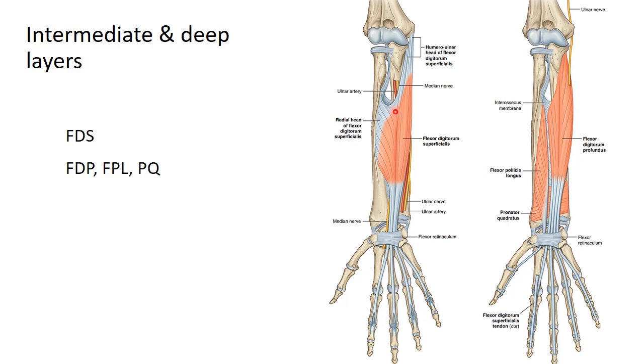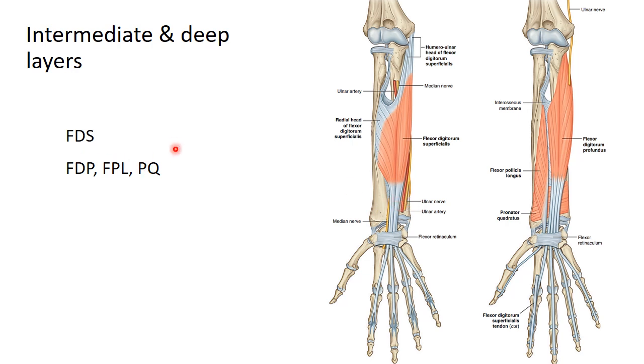Nerve supply is the median nerve. Action is flexion of the metacarpophalangeal joint and flexion of the proximal interphalangeal joint, and since it crosses the wrist joint, it assists in flexion of the wrist joint.